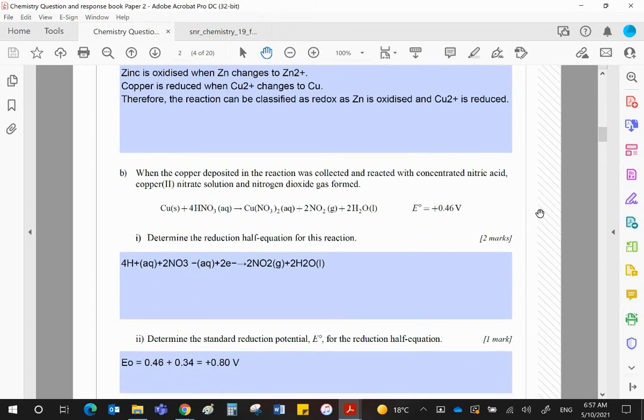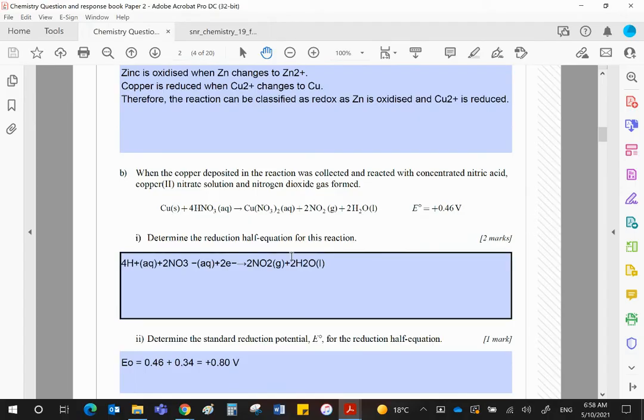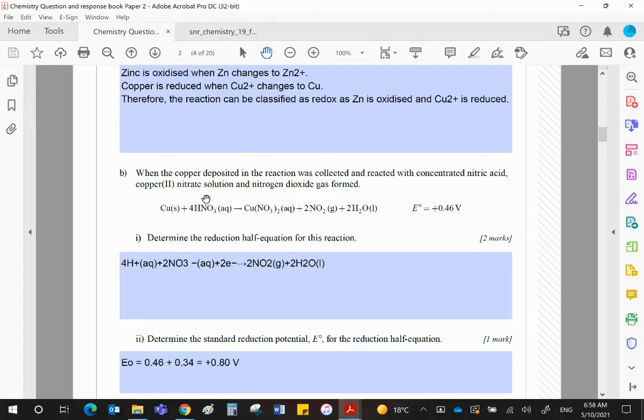Okay, now then, this is not quite so straightforward. Determine the reduction half equation for this reaction. What you've got to do effectively is recognize what is being reduced. And if you check the oxidation numbers, nitrogen here is +5. It doesn't change there, but it's becoming +4 there. So it's the nitrate ion there. The H plus is +1 on both sides.